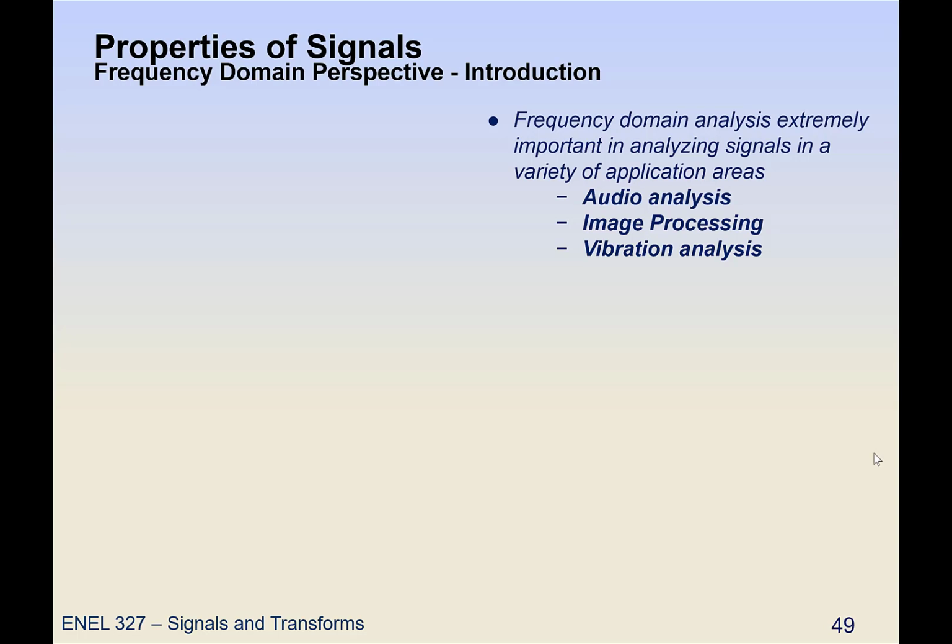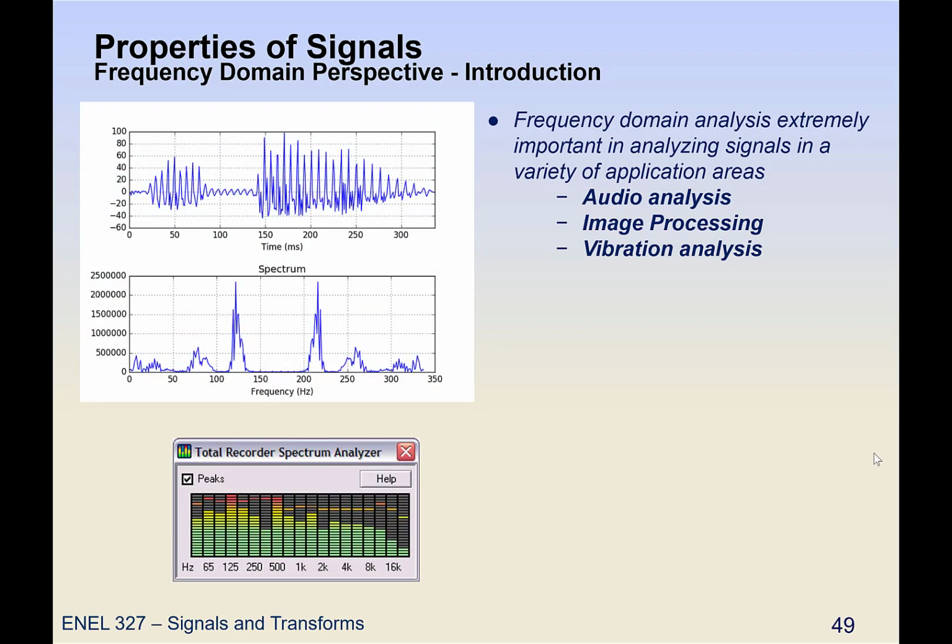So one of the types of things we want to do is, for instance, audio analysis. Here's an example of an audio signal, and there isn't too much information we can actually get from graphing it in the time domain. It just looks like a little bit of a mess. But if we graph it in the frequency domain, or find its Fourier transform, in other words, we actually get a fair bit of information from it. So we can see what the major frequency components of that signal are.